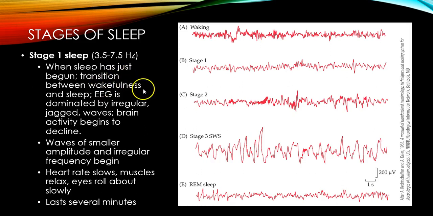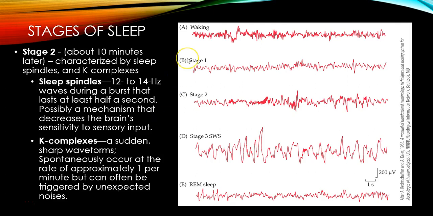It's a transition. The EEG is very irregular, has these very jagged, irregular brain waves, and the brain activity is starting to decline. It's starting to slow down, as opposed to the very jagged, very quick brain waves when someone's awake. What happens here? The heart rate is slowing down too. The muscles are starting to relax. The eyes kind of close and roll about, and this stage 1 sleep lasts for several minutes.